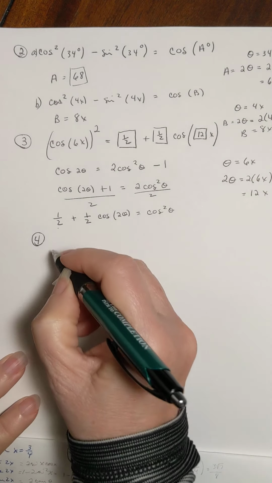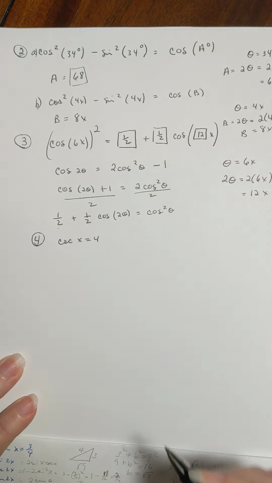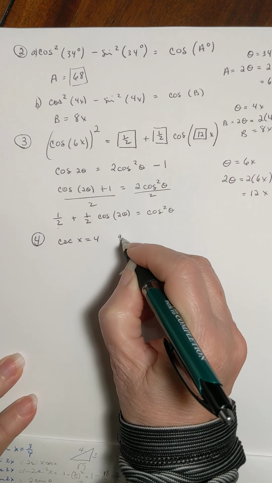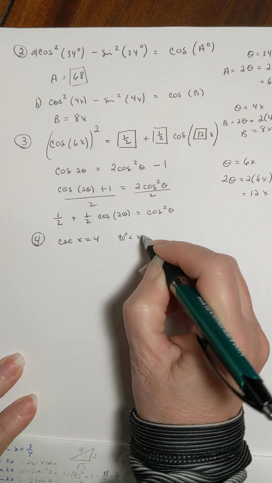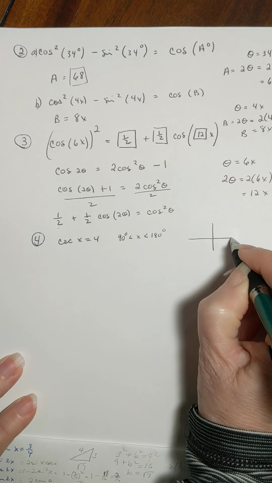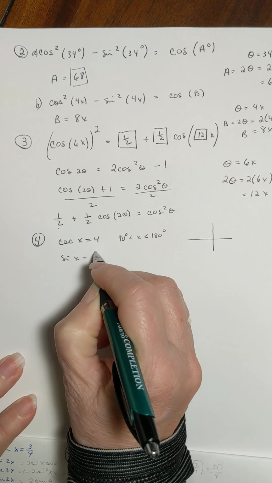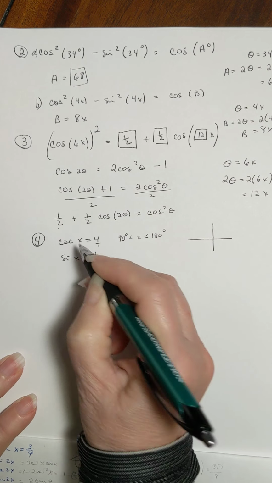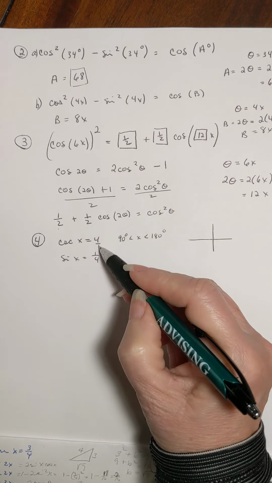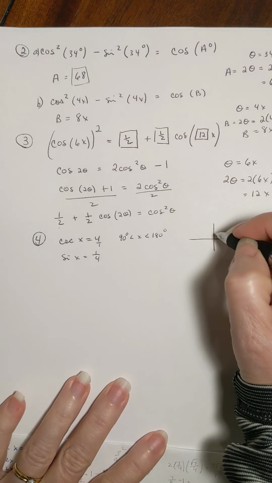Problem number 4 says the cosecant of x is equal to 4, and it's between 90 degrees and 180 degrees. So in other words, it's in the second quadrant. Now what this really tells me is that the sine of x is equal to 1/4, because this is the reciprocal of the sine. So if this is 4/1, then the sine of x would be 1/4. And I know you can do it the other way, but it's just as easy to do it that way.